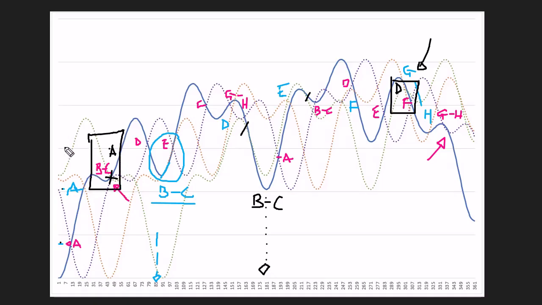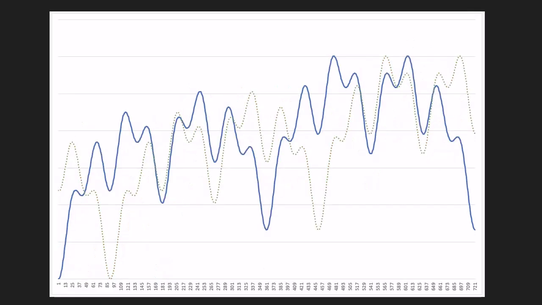That's a very good opportunity to climb into a long trade. Simultaneously, we get this DFGH combination over here, which is a good opportunity to enter into a short trade. Now let's step back again. Again, we have doubled our view. We've doubled the time scale that we're looking at here.